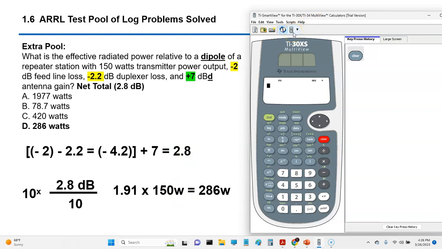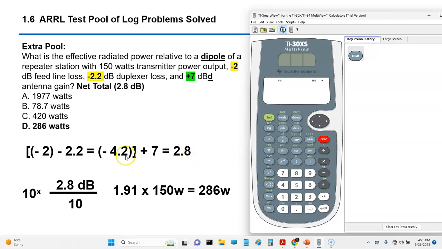All right, now the extra pool, this one's a little different. We've got a couple of things going on here. We've got a couple of losses, and then we've got a gain from an antenna. Everything on this question is relative to a dipole, and that's going to be important. The simple thing is all you have to do is take all your negative numbers and combine them, and then take all your positive numbers and take the difference. What you're going to end up with is a net gain of 2.8.